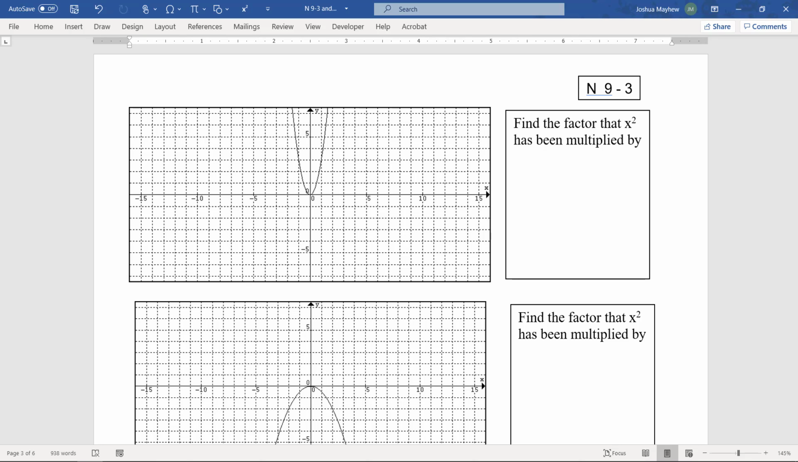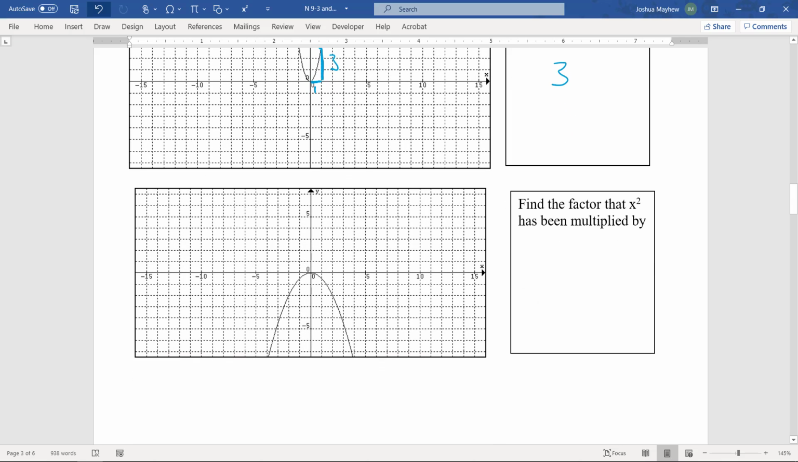So remember, we always want to look at 1 square for x, and then where that next intersection is. So that intersection is right there. So it's 1, 2, 3. So instead of 1, 1, it's 1, 3. So it has been multiplied by a factor of 3. It's stretched 3 times the distance from the x-axis.